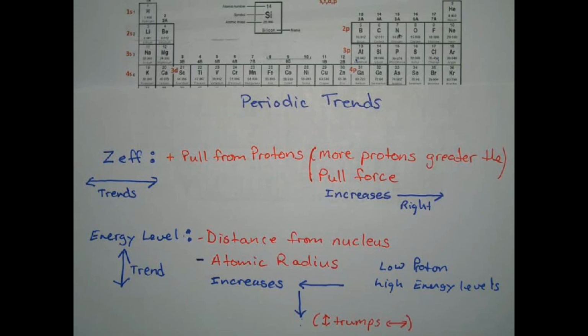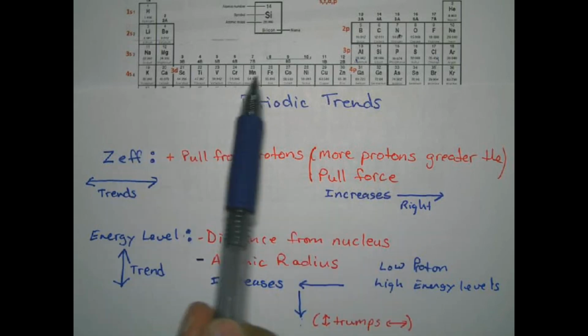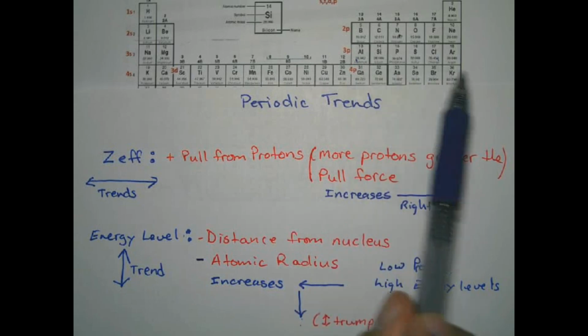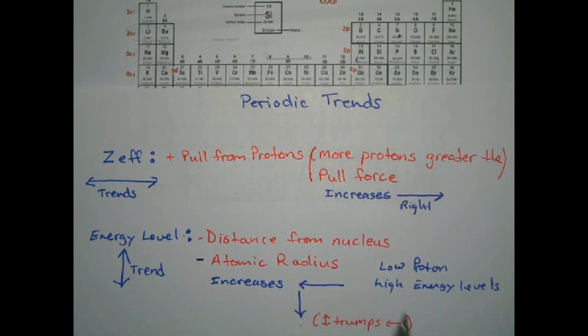I said for any trend on the periodic table, there are two things you have to look at. You have to look at the Zeff, which is the positive pull from the protons. The more protons, the greater the pull force. So it increases on the periodic table as you go right, because as you go right on the periodic table, you gain protons. Each one has one more than the other. Okay? So we use the Zeff for determining the side-to-side trends, the pull from the protons.